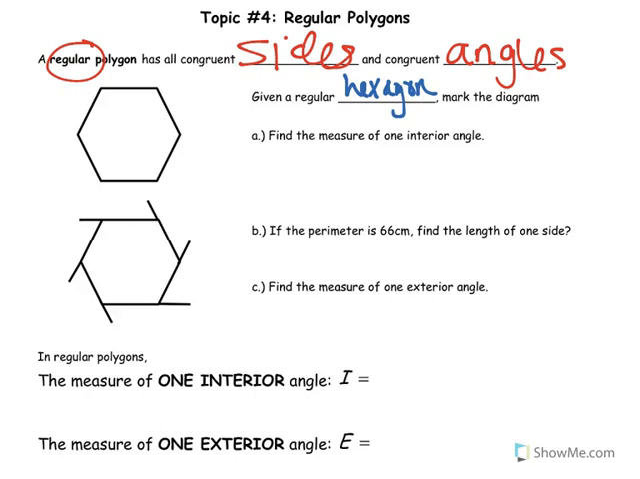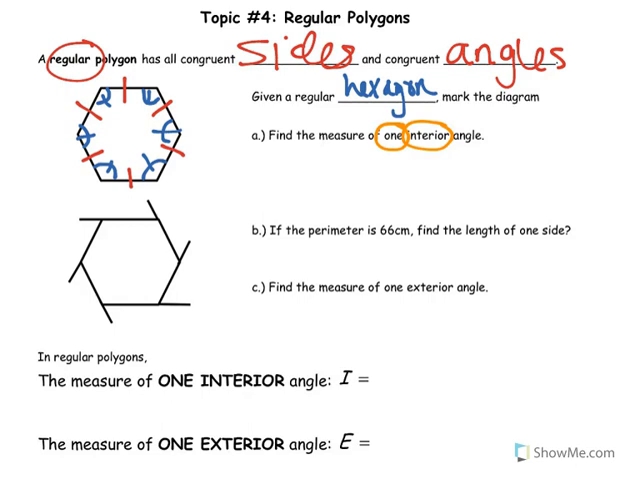Alright? So given a regular hexagon, mark the diagram. That means I can mark all of my angles being congruent, and I can mark all of my sides being congruent. Okay? So that's a regular hexagon. Now let's think about how I can find the measure in part A of one interior angle. So one and interior are two keywords that I want you to circle when doing these problems.